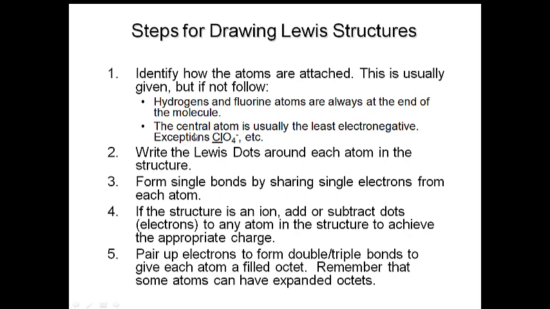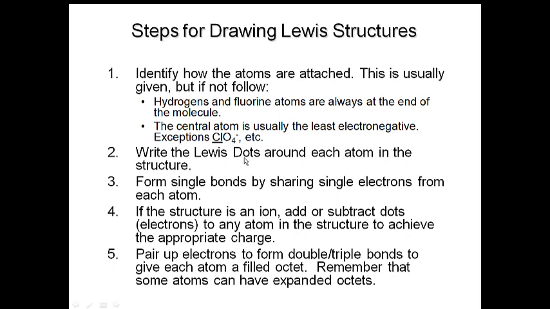So we went through these steps of writing the Lewis dot structures, and again we just have to follow these rules. We're always going to put hydrogens and fluorines at the end of the molecule so that they have one and only one bond. The central atom is usually the least electronegative element, except when you have a halogen attached to oxygen, like in the perchlorate ion, or the chlorous, iodous, or bromous acids.